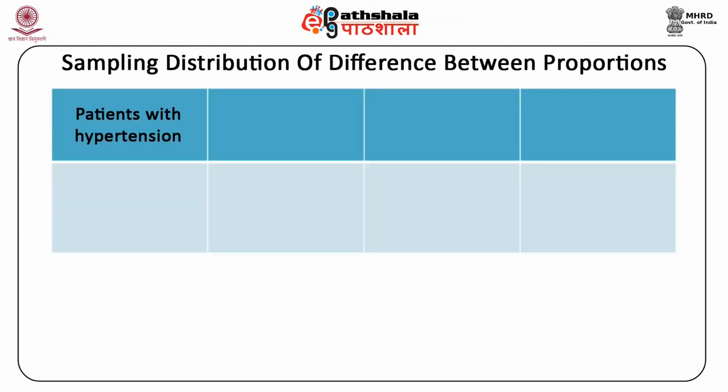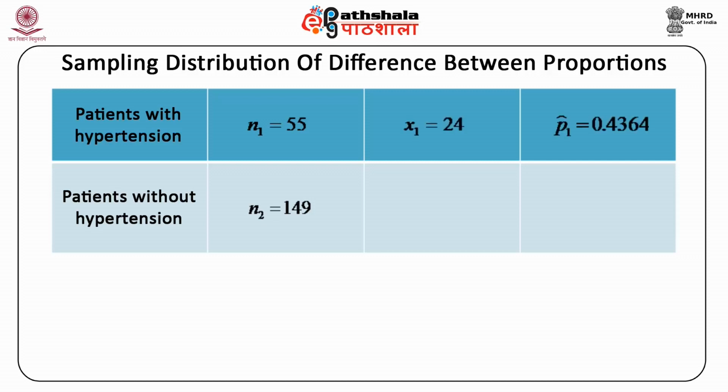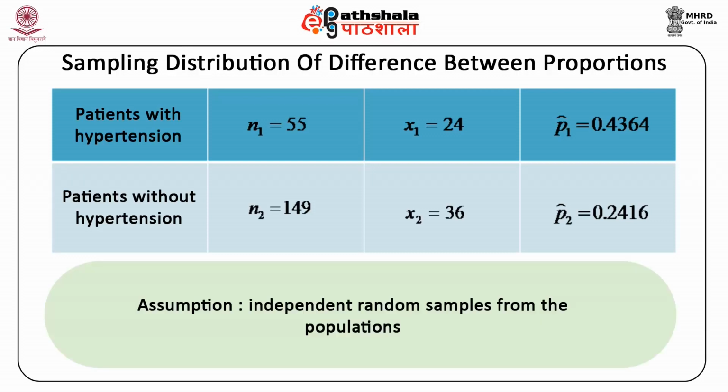Here, the number of patients with hypertension is 55 and that without hypertension is 149. The sample proportion of patients with hypertension is 0.4364 and that of patients without hypertension is 0.2416.